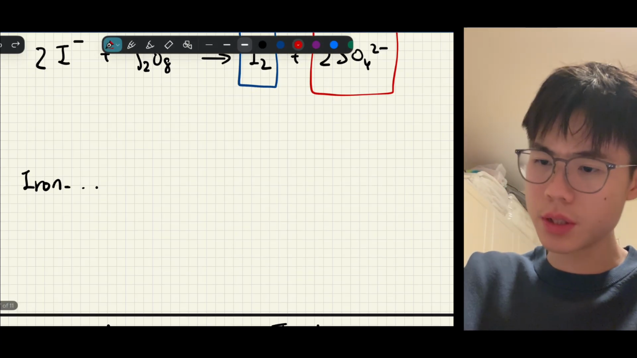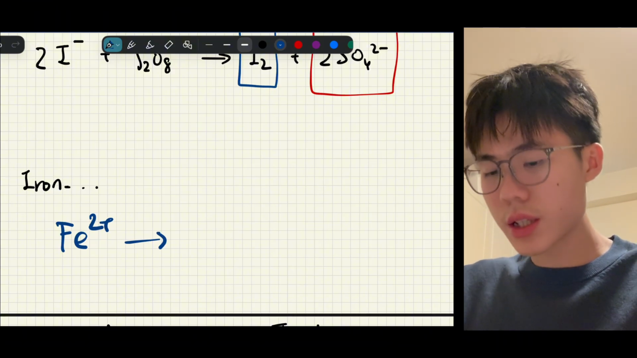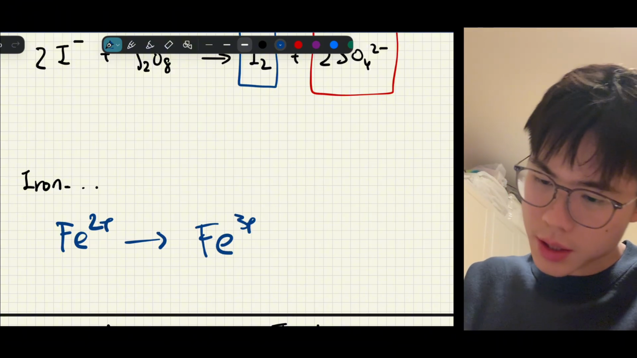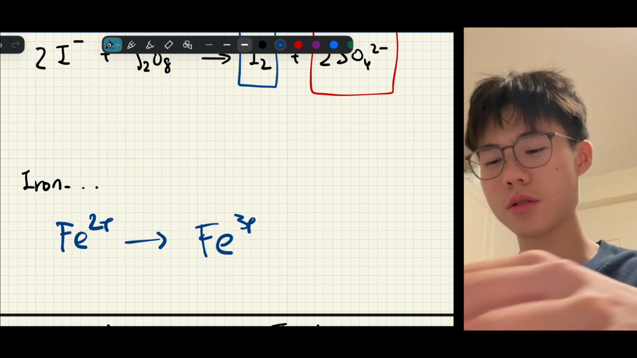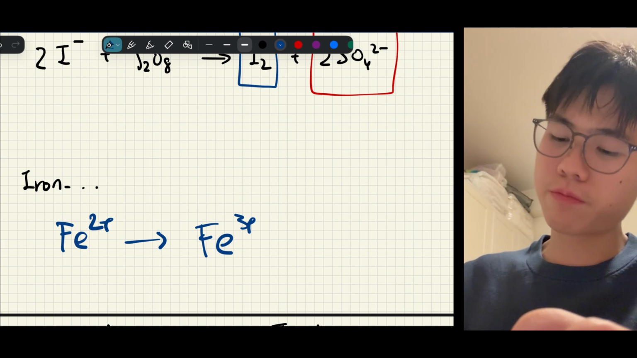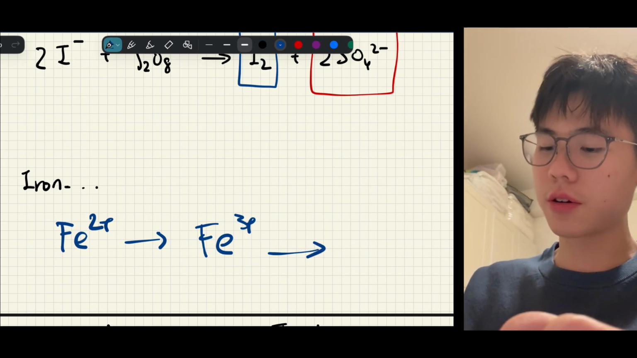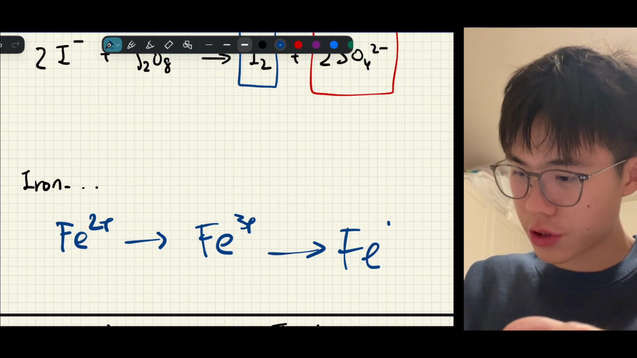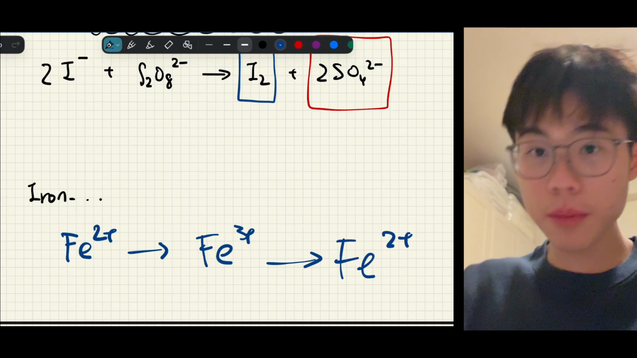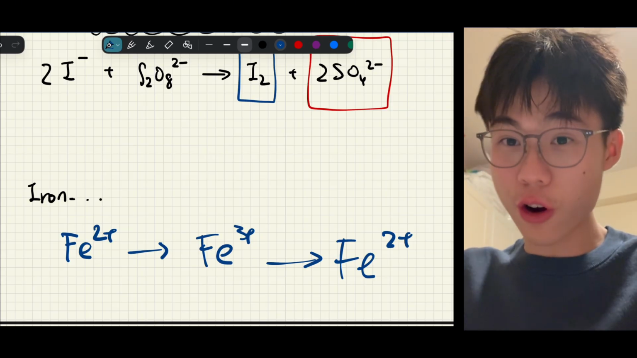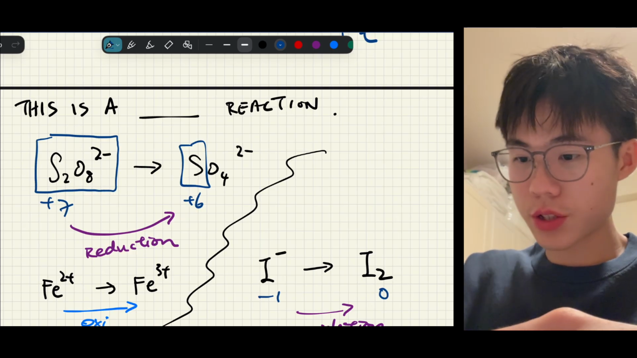And what has happened to iron during the process is iron has undergone oxidation to form Fe3+ by reacting with peroxydisulfate ions, and then by reacting with iodide ions has formed back to Fe2+. So it has remained chemically unchanged. It went back to its original form. So let's do a quick summary.